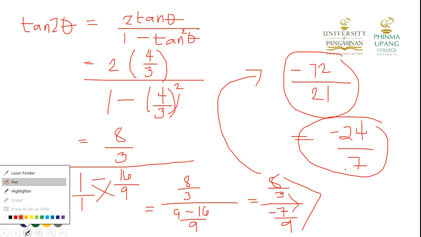Sir, what if my answer is negative 72 all over 21? So that is correct. But in the multiple choice type of question, if negative 72 all over 21 is not included in the choices, you must choose negative 24 all over 7, or I mean you need to simplify. Okay.